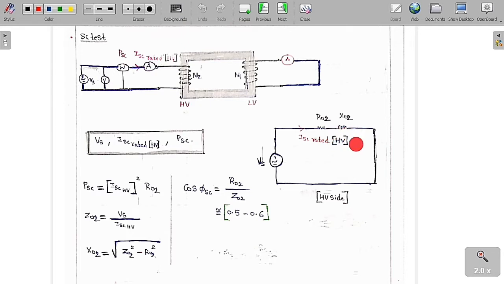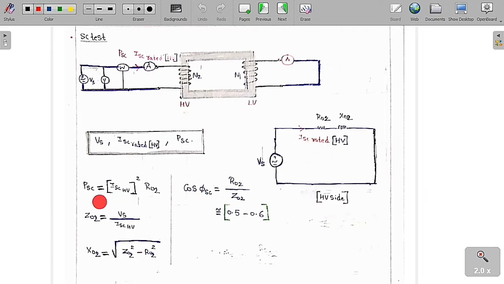this series branch parameters. As it is a short circuit, here also it is a short circuit. Now we are going to refer to the HV side. So on the HV side, this is the supply voltage V_s, and this is the HV side, meaning here LV means R_01, HV means R_02. So R_02 and X_02. So now this is the I_SC rated.